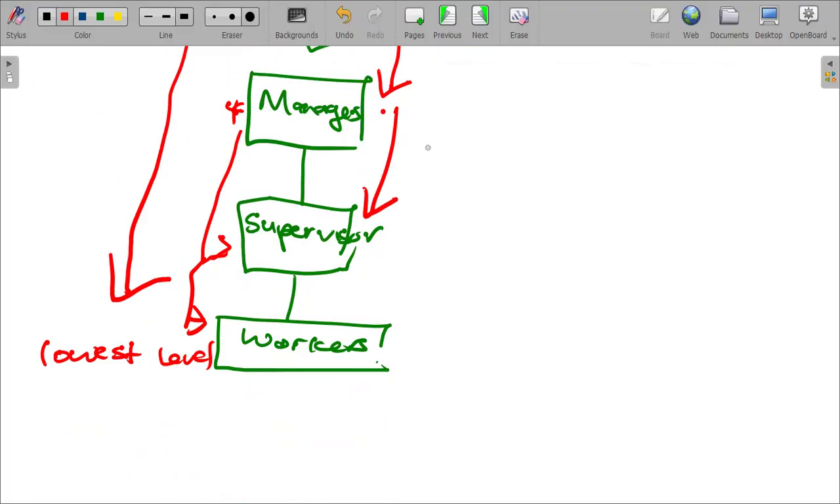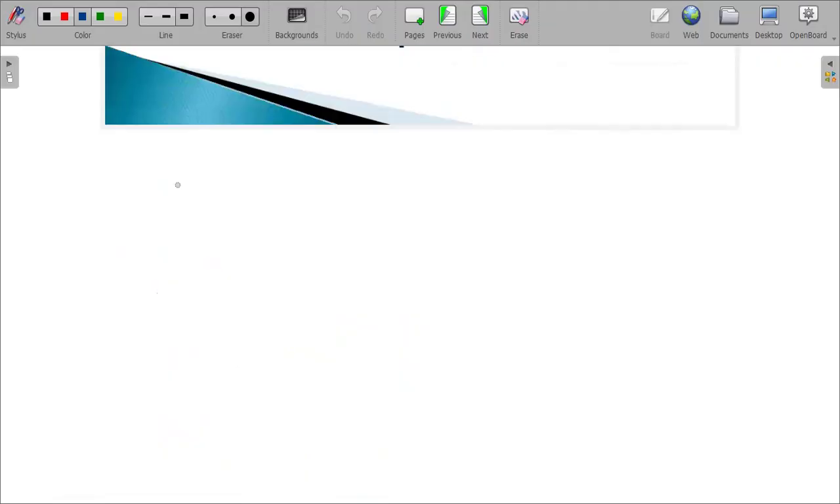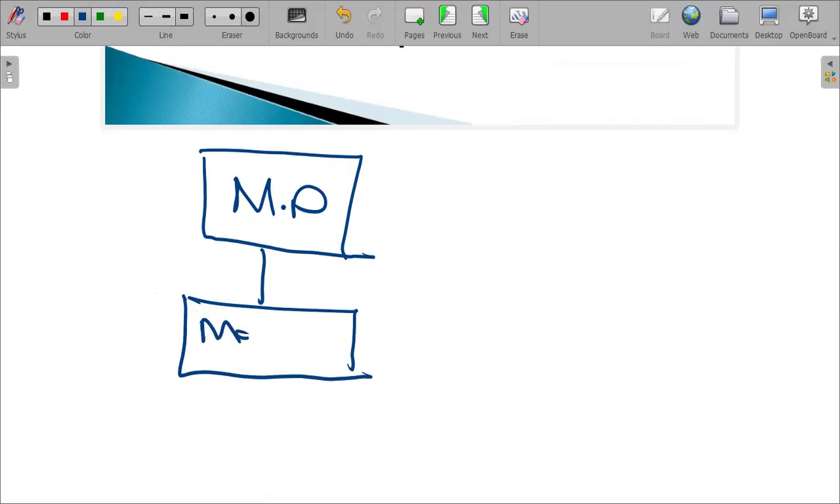I'm going to move on to another form of vertical communication, which is upwards communication. I'm going to draw a simple organizational structure here, like the one I've drawn above, to explain upwards communication. There is a highest level management, it might be the MD, managing director, followed by a group of managers in different departments.